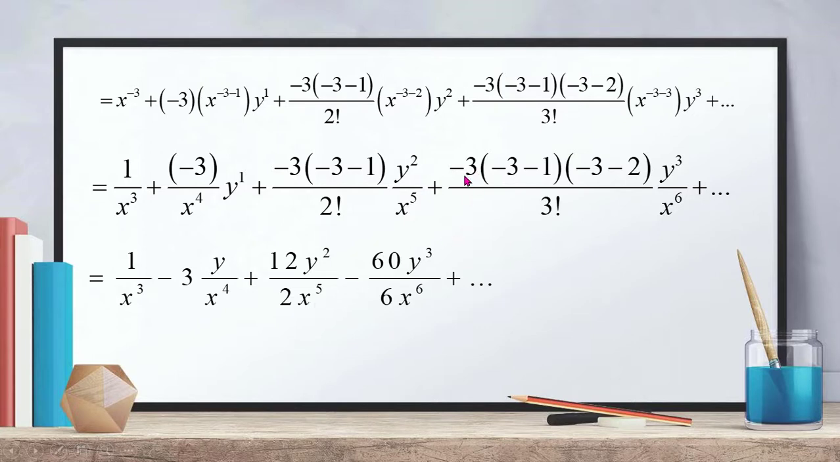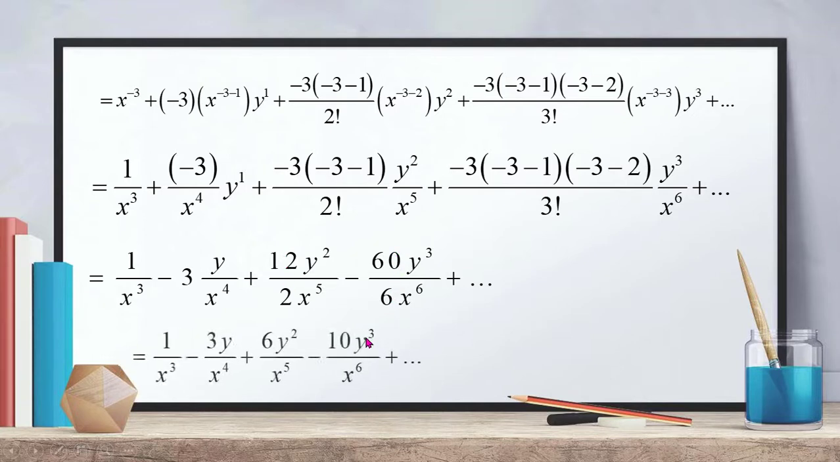Here we've got negative 3 multiplied by negative 4 multiplied by negative 5, which gives us negative 60, and 3 factorial is simply 6. Our y raised to power 3 is that one there. X raised to power 6 is that one there. Okay, so next what we're going to do is simply reduce these fractions, simplify them to their lowest.